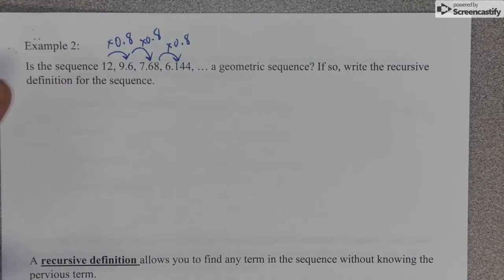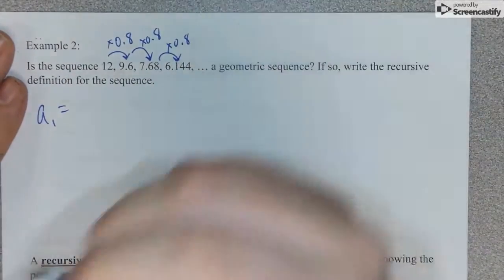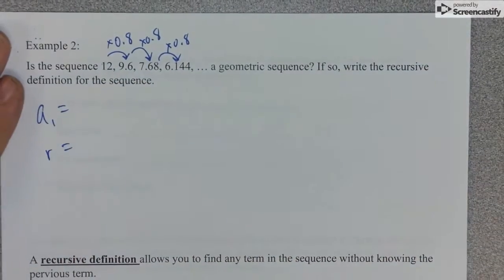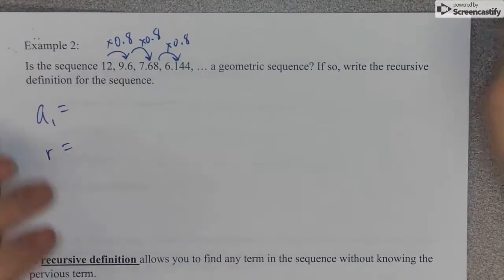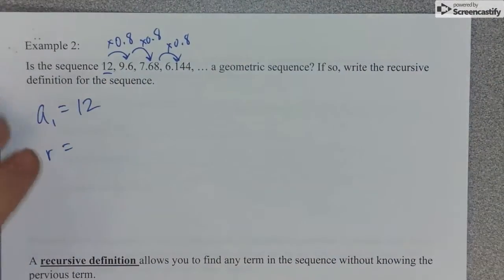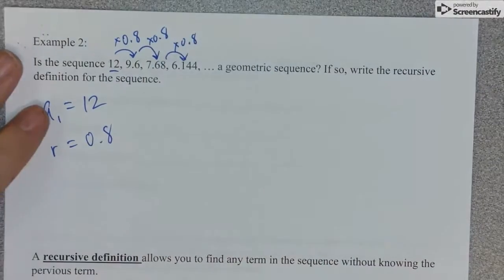So what we need to identify to write our recursive definition is what a sub 1 is, and what r is. So a sub 1 is your first term. Our first term here is the very first number, which is 12. Our ratio, what we are multiplying by each time, is 0.8.